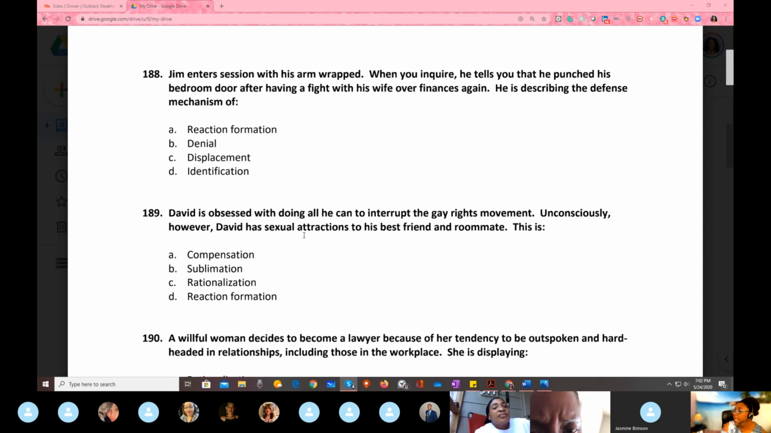Okay, so 188. Jem enters a session with his arms wrapped. When you inquire, he tells you he's been punching the bedroom door after having a fight with his wife over finances again. He is describing the defense mechanism of what? C. Displacement. You got it. He didn't punch his wife, thank goodness.